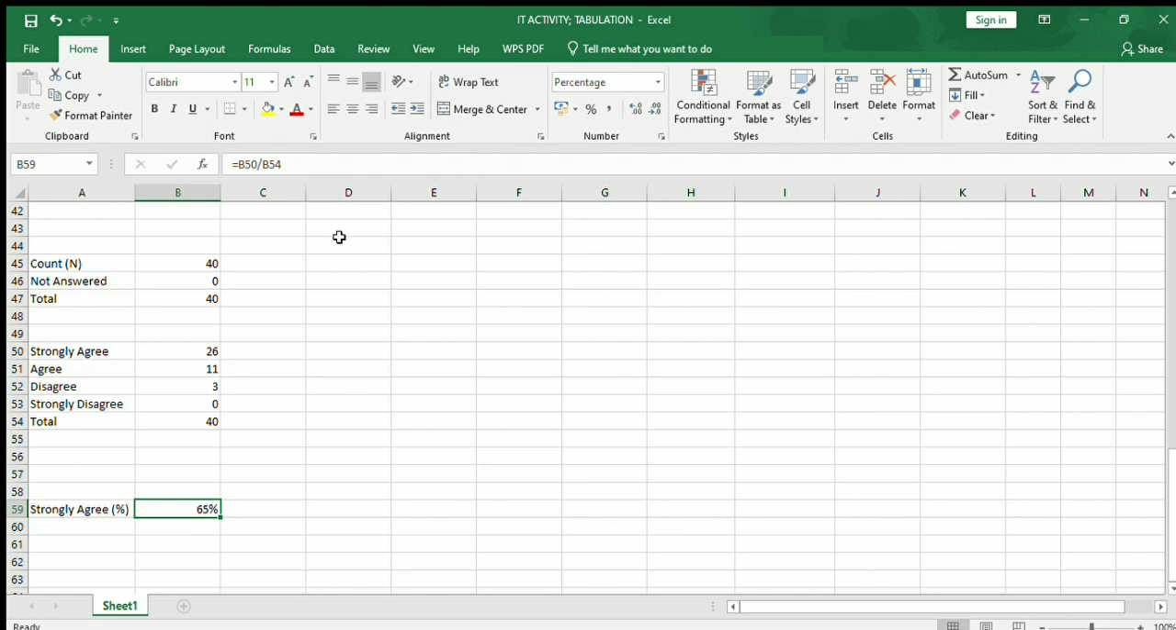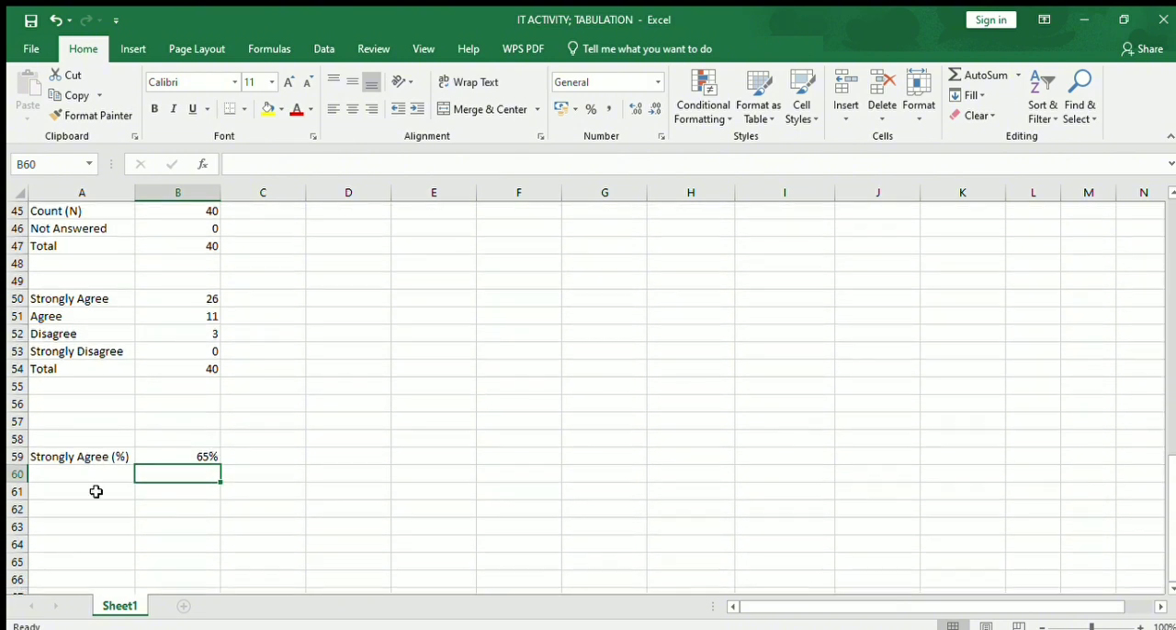And the next is to make the percentage value constant. You also put a dollar sign between the numbers and the letters, so that the value of the percentage will be constant. Next, we will get the percentage of the respondents who answer agree on the question.